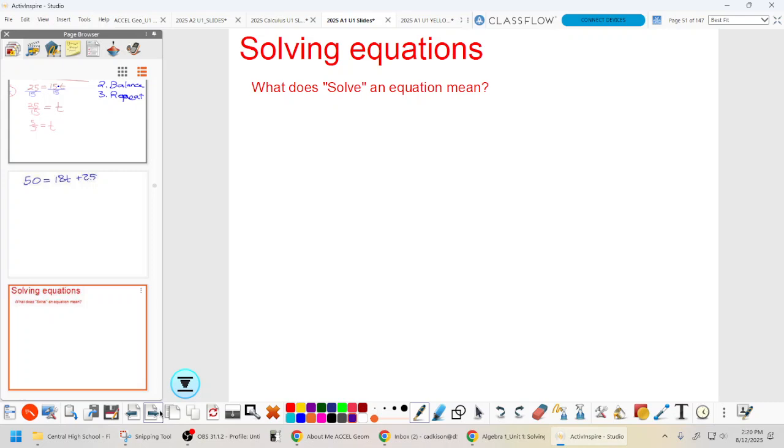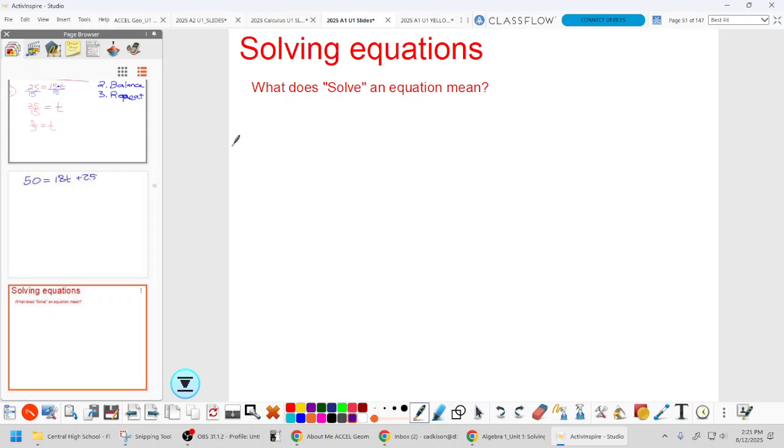What's your version, Jack? Jack, Declan, you guys sit up and be part of this. So what does solve mean? Tell somebody. Solve, what does that even mean? I said it's not just getting an answer, Levi.